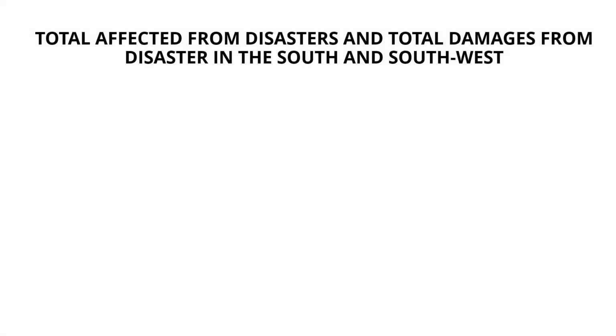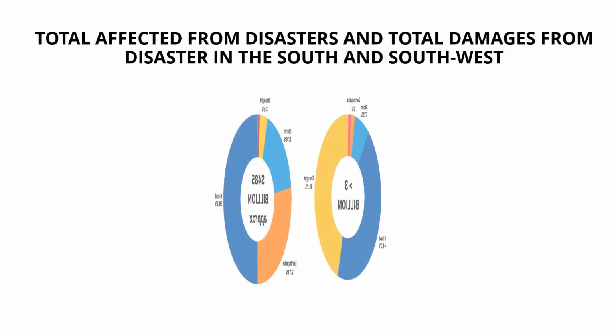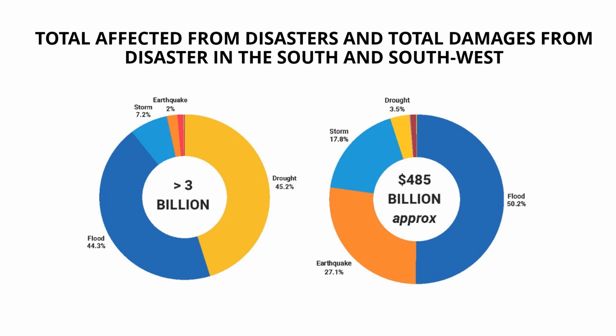The Asia-Pacific Disaster Report, APDR, 2024, by the United Nations Economic and Social Commission for Asia and the Pacific, underscores the escalating disaster risks in the region, particularly in South and Southwest Asia. The report emphasizes the urgent need for transformative adaptation strategies to address these challenges. Over the past 5 decades, South and Southwest Asia have experienced more than 1 million fatalities, incurred $485 billion in economic damages, and affected 3 billion lives due to disasters.